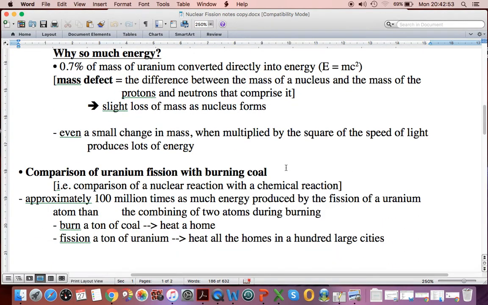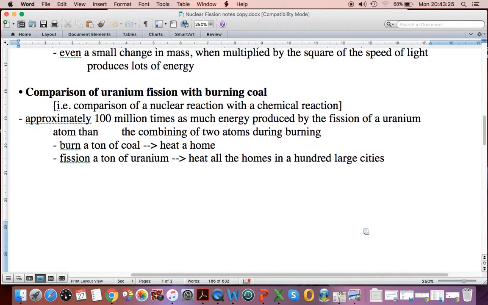At the bottom of this page, it compares uranium fission with burning coal. Uranium fission, nuclear reaction. Burning coal, chemical reaction. It says if you burn a ton of coal, you could heat a home through the winter. If you fission a ton of uranium, so same mass, different material, you would heat all the homes in 100 large cities. So there's simply a lot more energy to be had from this nuclear reaction than from a chemical combustion reaction. Now we're going to look at a nuclear reactor on the back side.